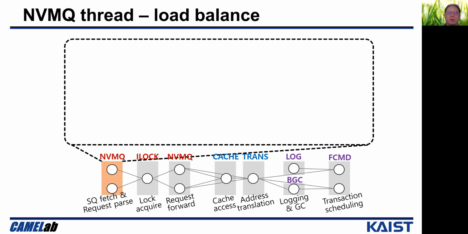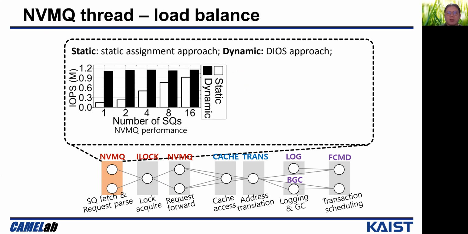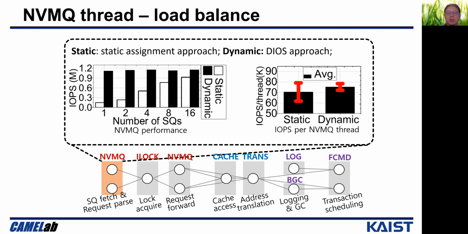We evaluate the performance of the NVMQ threads by examining the static assignment approach and the dynamic IO serialization approach. The left figure shows that the DIOS approach, which we explained before, can keep high performance with a varying number of SQs. In addition, the right figure shows that with DIOS, each NVMQ thread processes a similar amount of load. This indicates DIOS can achieve high load balance.